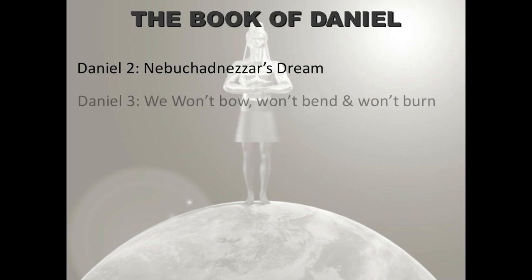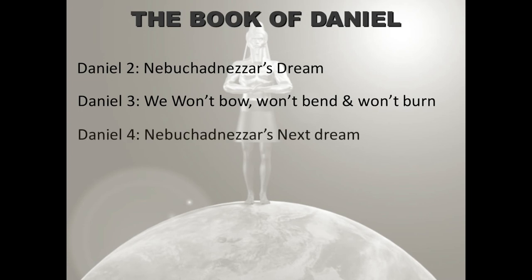We're going to see in Daniel chapter 3 how Shadrach, Meshach, and Abednego, even though they're commanded to bow down and worship an idol, they're not going to change one bit. They're not going to bow. They're not going to bend. And they're not going to burn. And God saves them.